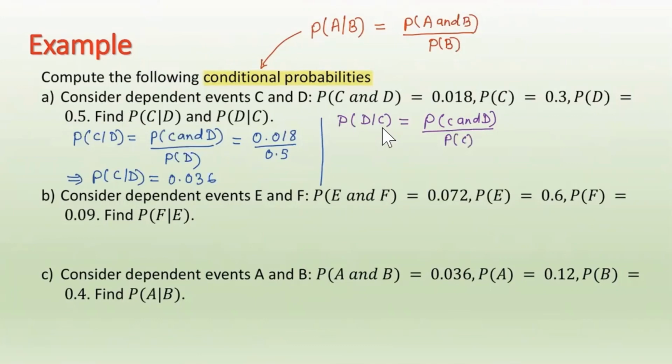Probability of C. What is probability of C and D? Please read and tell me. Probability of C and D is 0.018, divided by, what is probability of C? 0.3. Now please divide that in your calculator. I want all of you to do that. 0.06, right? Is it 0.06? Okay, 0.06. Very good. Is that right? Okay, great.